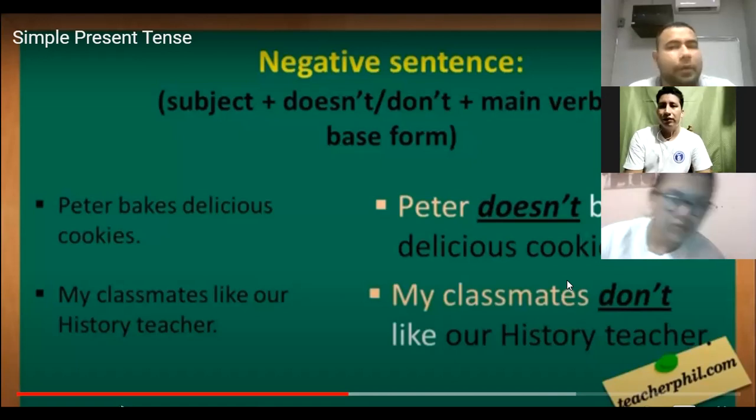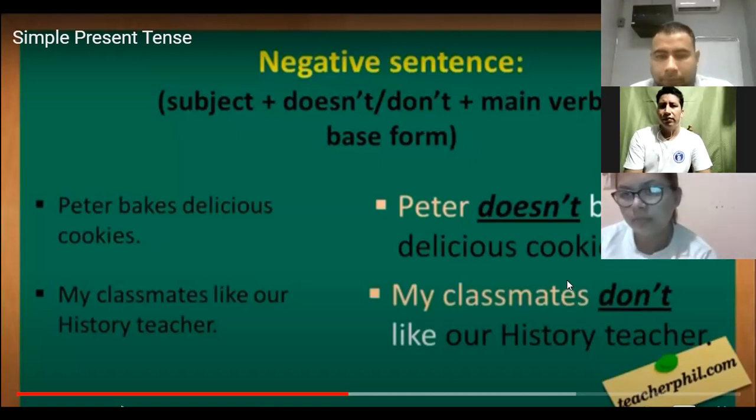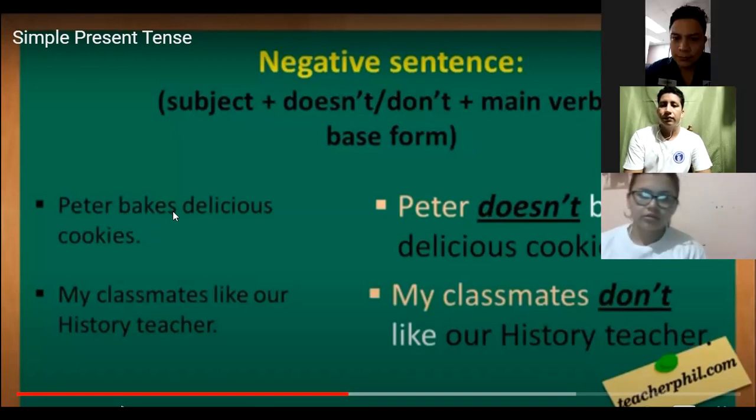Por el verbo to be, no, que se escribe diferente. Verb to be. No. We are not using the verb to be, but look at this. Bakes, bake. Es la forma base del verbo. All right. For negative sentences, you use the base form of the verb. It means that you don't add the letter S.